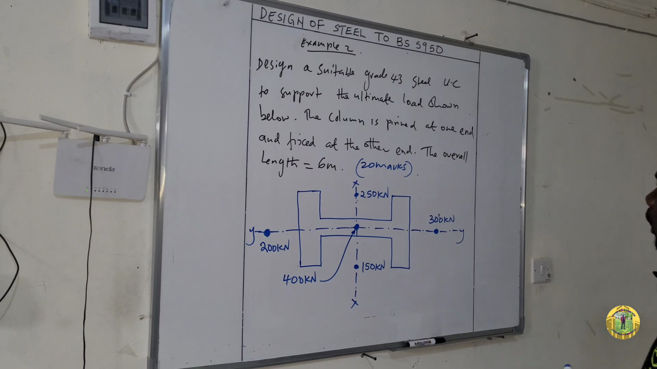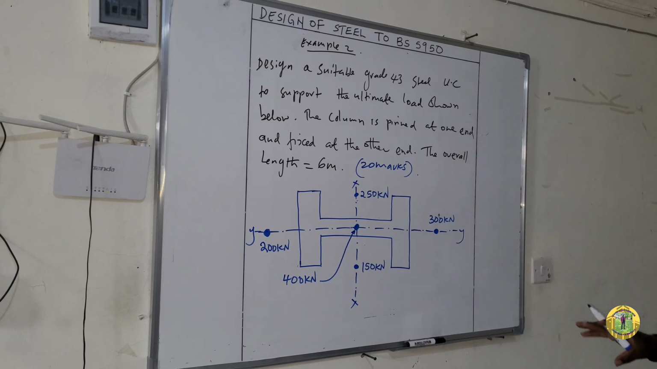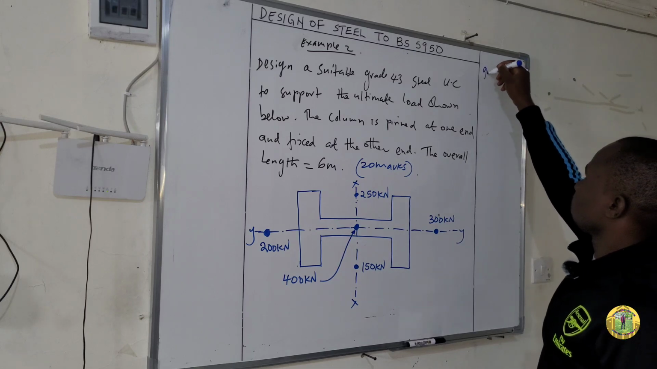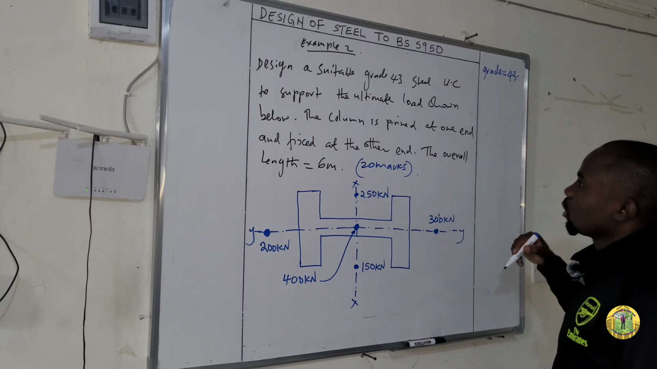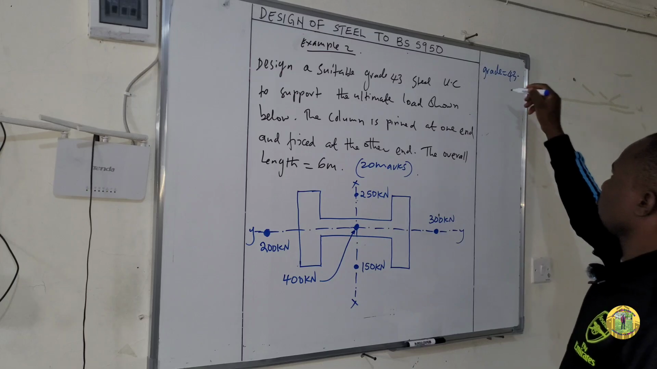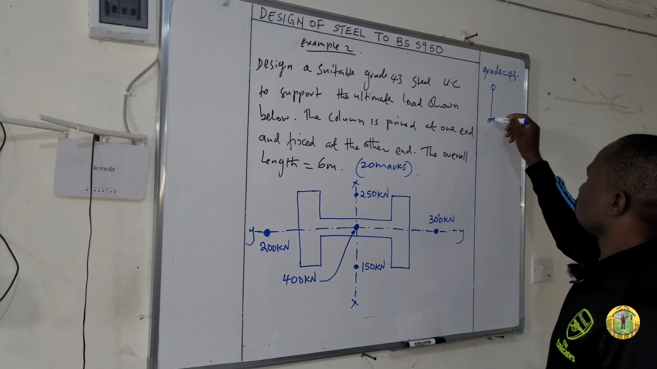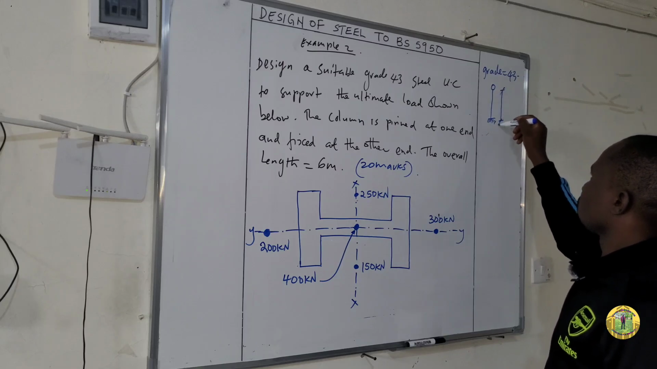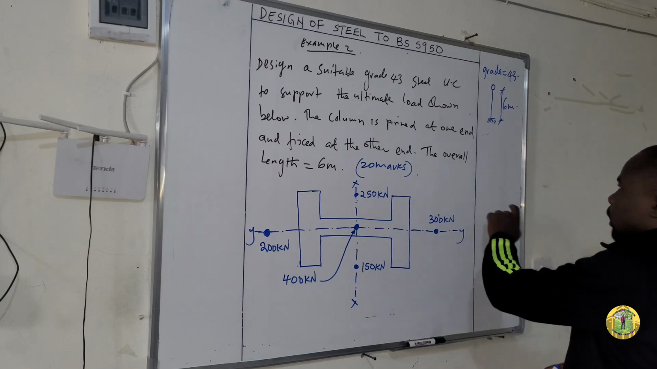And before I begin, let me capture the most important information in this column so that I can rub here and create space for our calculation. So the grade of the steel is equal to 43. And then the column is pinned at one end and fixed at the other end. And the length is 6 meters.